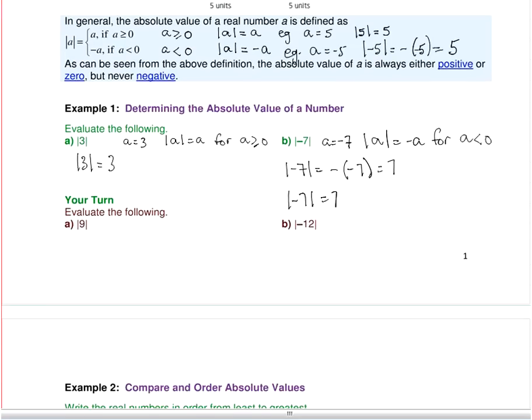Try out the next two on your own. Put the pause button on and try these ones out yourself. So the absolute value of 9 is equal to 9, and the absolute value of negative 12 is equal to positive 12.